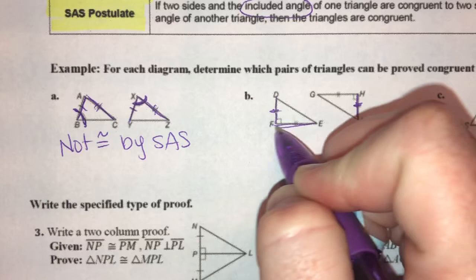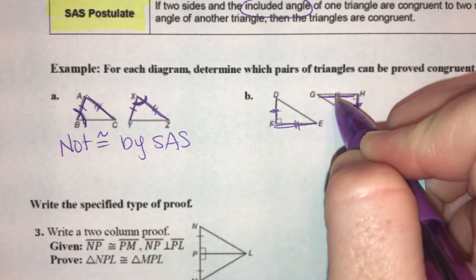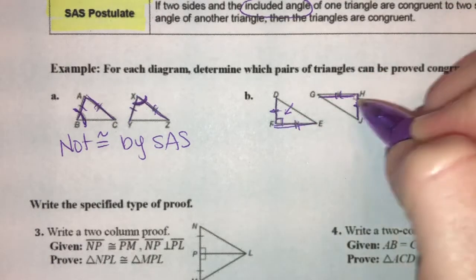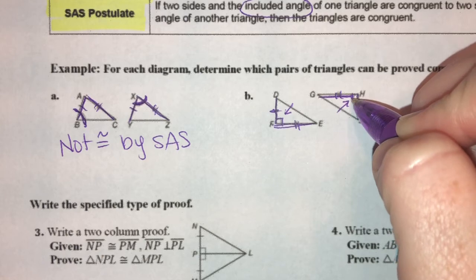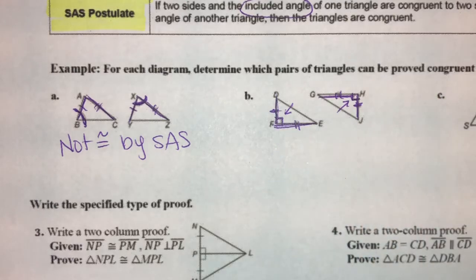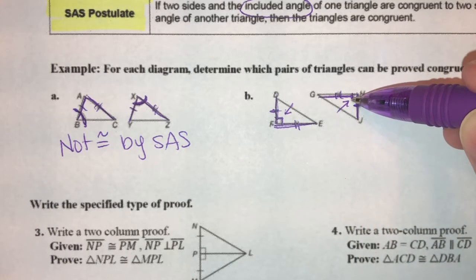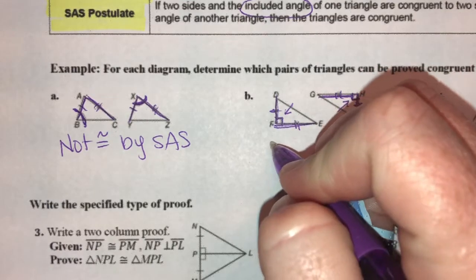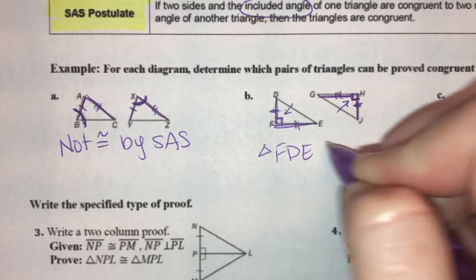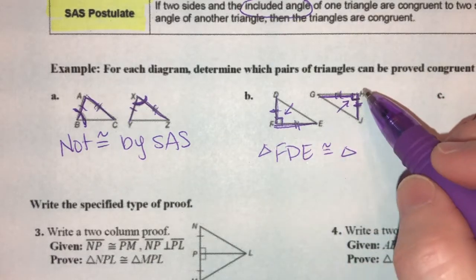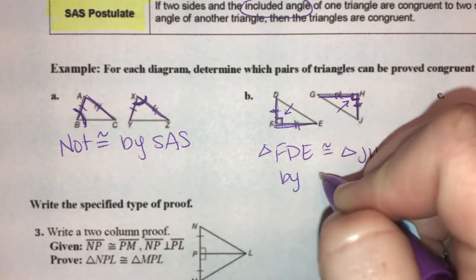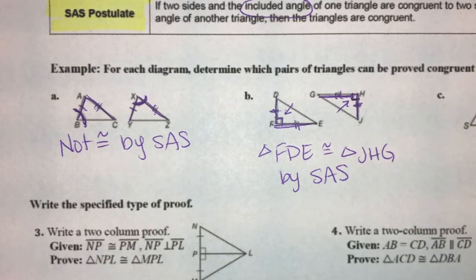Okay, so for here, we've got this side marked congruent to this side. We've got the bottom here marked congruent to the top here. And we've got the angle between them, 90 degrees, marked congruent to this angle between them, which is also 90 degrees. So this is a side, an angle, and a side, marked congruent to a side, an angle, and a side. So yes, these are congruent by SAS. I'm going to say FDE is congruent to JHG by SAS, side, angle, side.